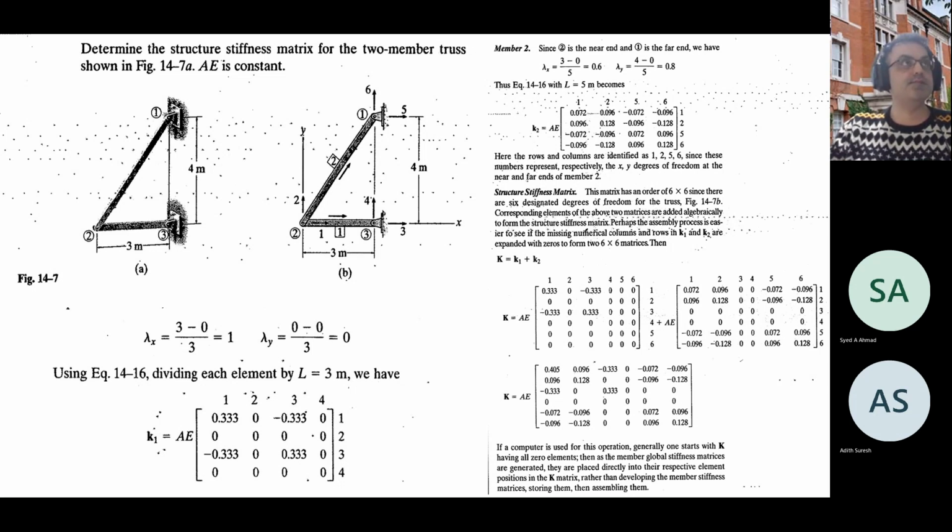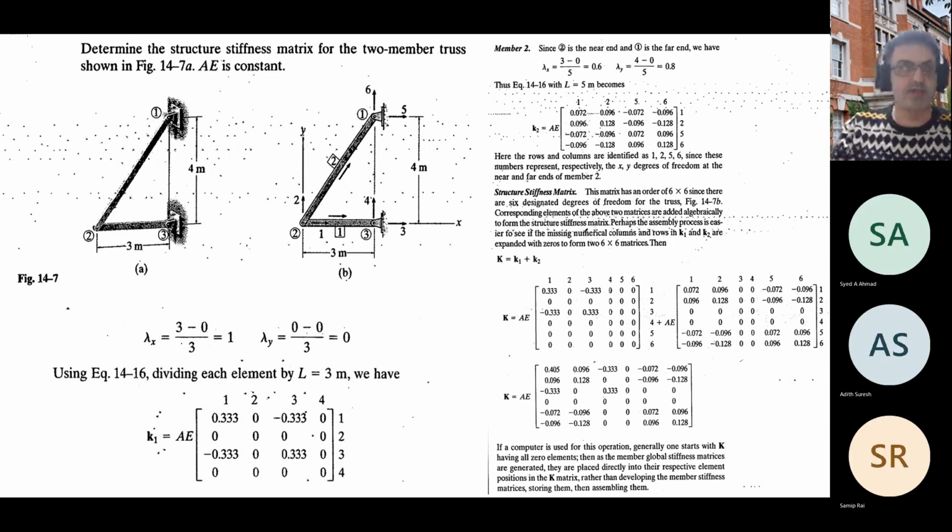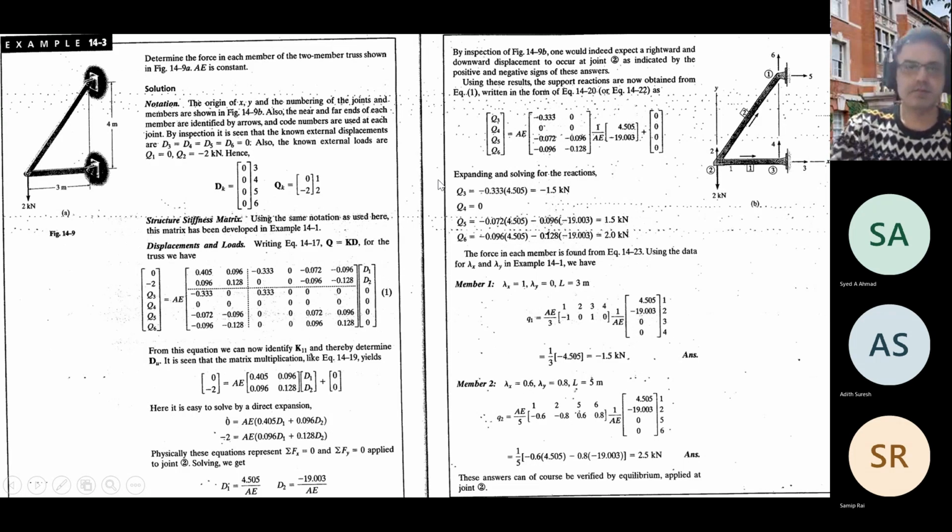So today we continue our discussion about matrix analysis of truss structures. Before I continue, I'll go for a quick recap, because we just did one example, but we didn't finish it last week.